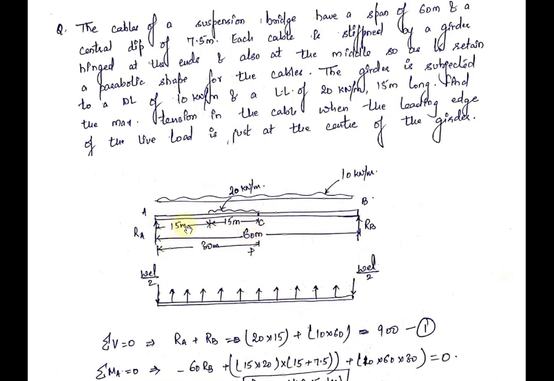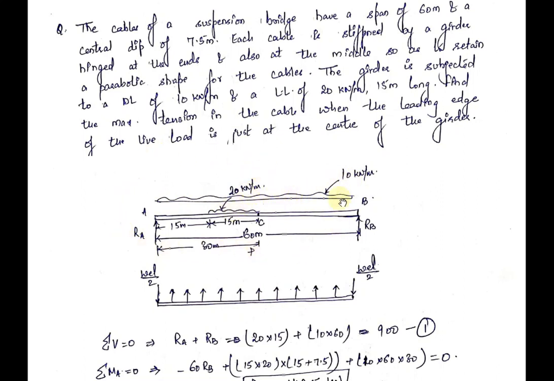30 minus 15, 15. Dead load will be acting along the whole length of the girder because it is the self weight of the girder or any permanent load which is attached to the girder. But right now we will assume that it is the self weight of the girder. So the self weight will act throughout the length of the girder, and the value of the dead load is 10 kilonewton per meter and the value of the live load is 20 kilonewton per meter.